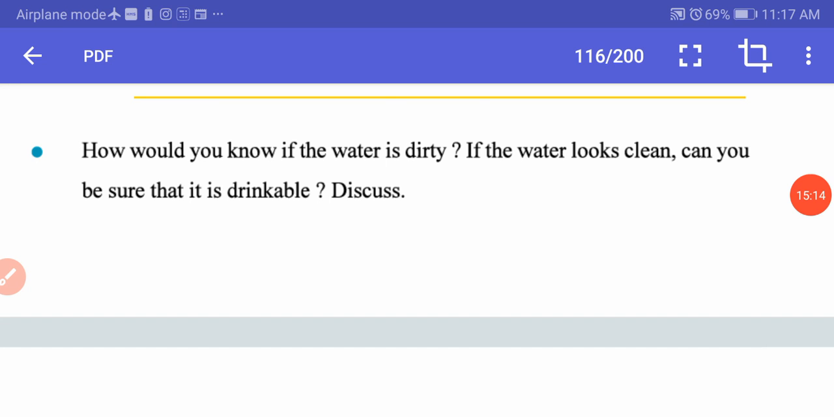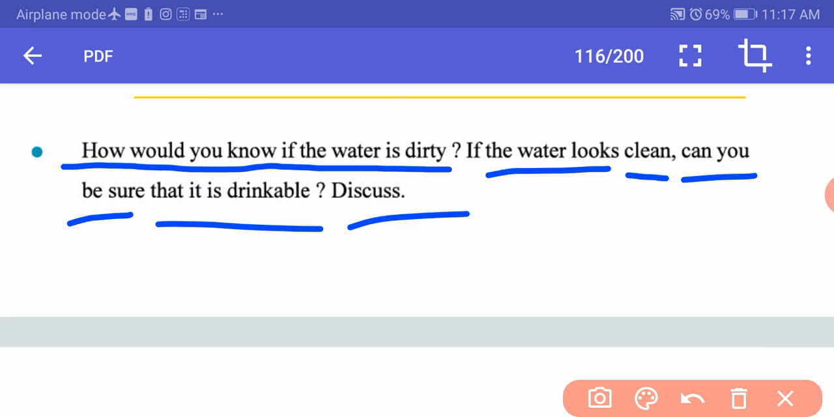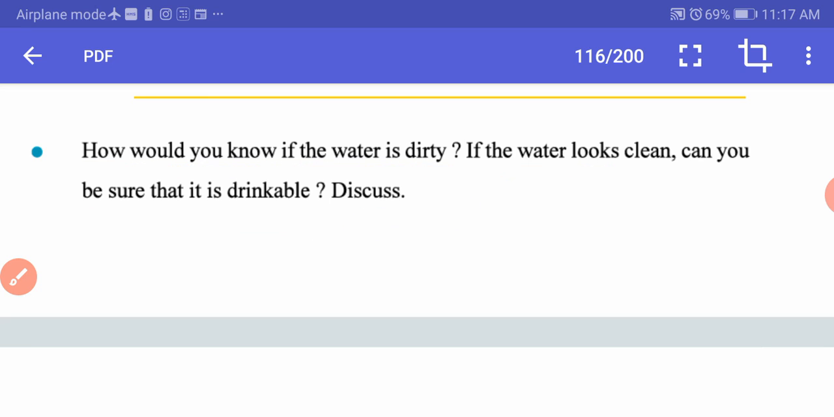The next question is, how would you know if the water is dirty? If the water looks clean, can you be sure that it is drinkable? Discuss. Now, when the color of water is muddy, that means the water is dirty. But even if the water is clean, there are some germs which are very small and which we cannot see.